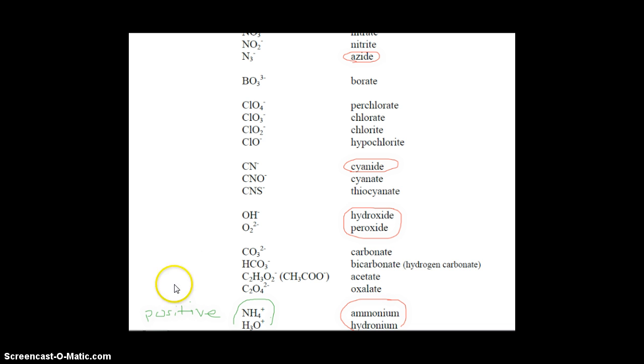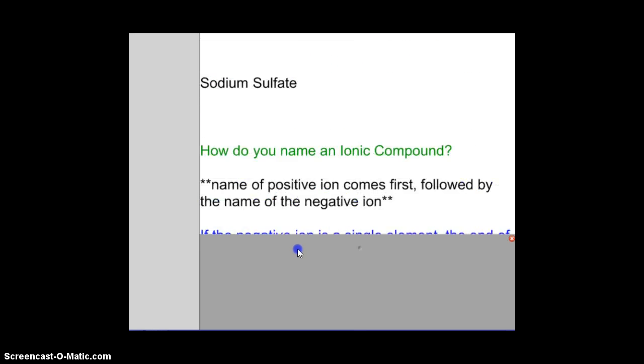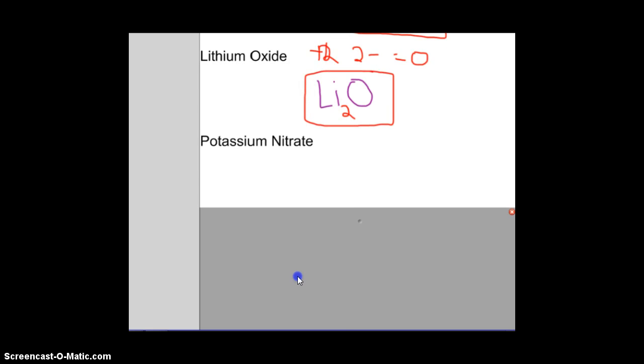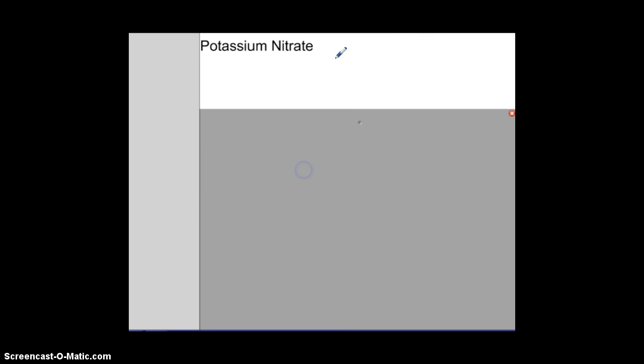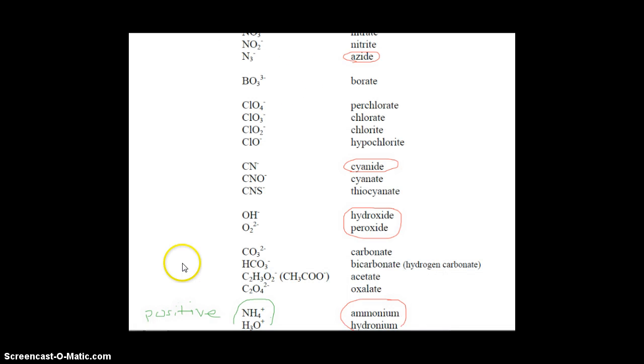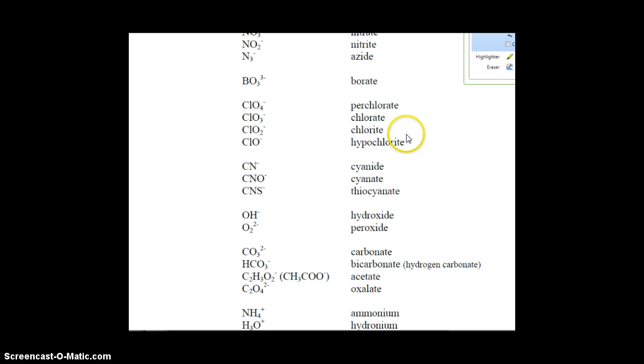So, let's try an example together in your notes. Let's try doing potassium nitrate. Potassium is the letter K. It will have a 1 plus charge. And then we have nitrate, ATE. So that tells me I need to go to my polyatomic table. Let me erase this really fast so I can get this out of the way. All right. Nitrate is right here. Nitrate is NO3.